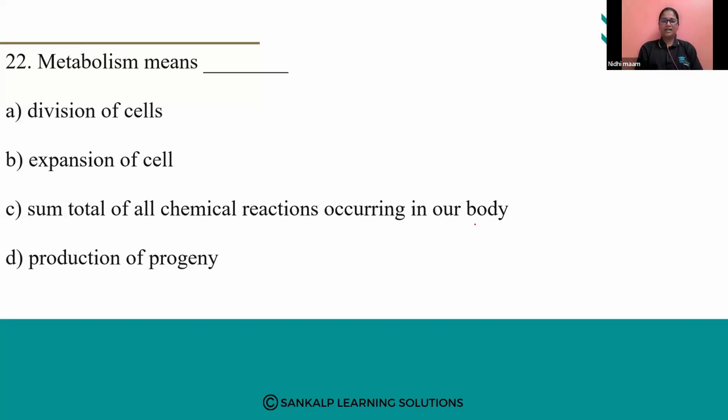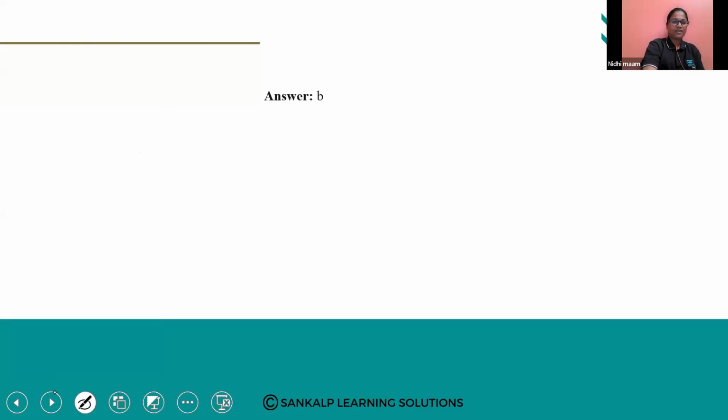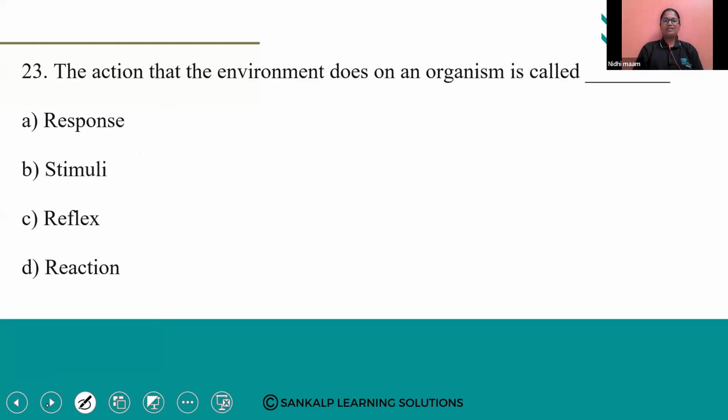PM Rumana Kausar, Valentina answered the question. Good. Option C, sum total of all the chemical reactions. Sum total of all the chemical reactions is the correct answer. Option C, it is not option B. Option C.